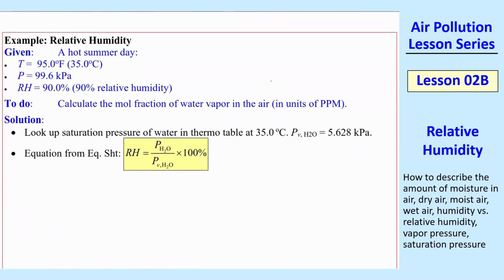Relative humidity: it's a hot summer day, temperature's 95 degrees F, 35 degrees C, pressure more typical of around State College here, under 100 kPa. Relative humidity is 90%.